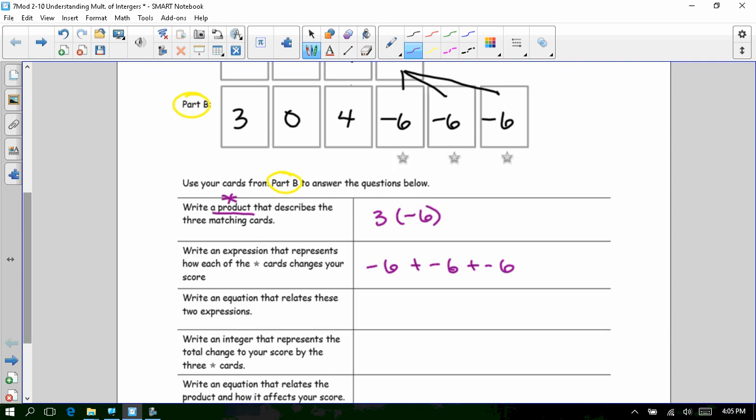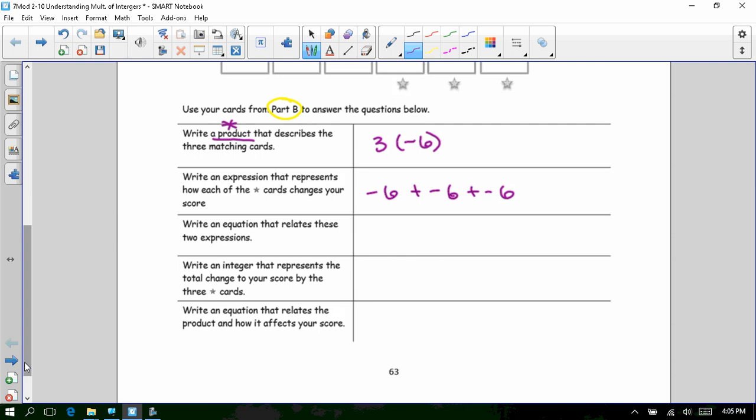So how can I relate those two things that I just wrote there? What we notice is that -6 plus -6 plus -6, that one equaled -18. Well, if I come up here, a +3 times a -6, guess what? It is also -18. All right? So in other words, 3 groups of -6 is the same as -6 plus -6 plus -6. And like I said, we already know that that answer is -18.